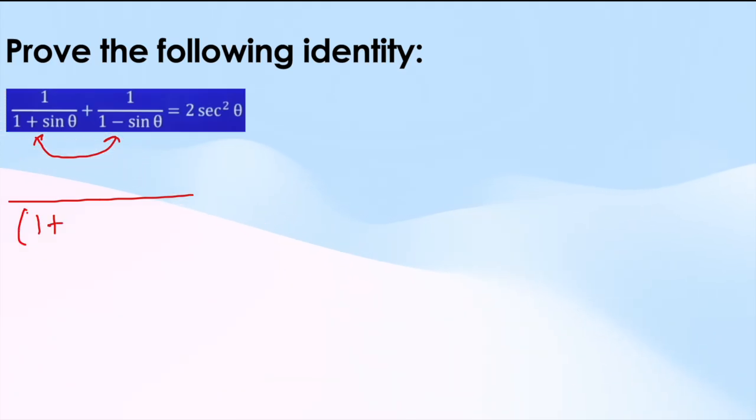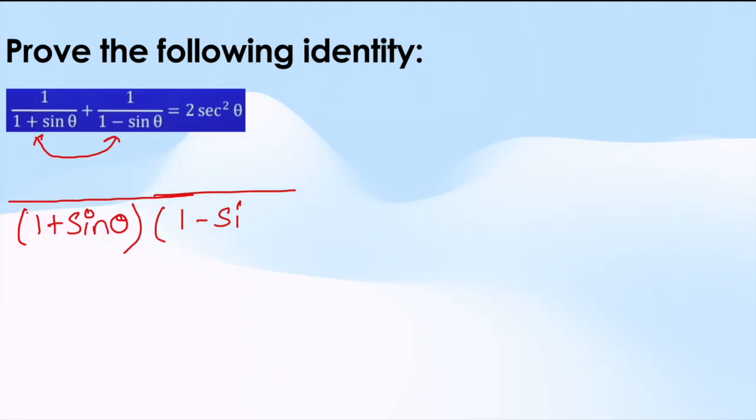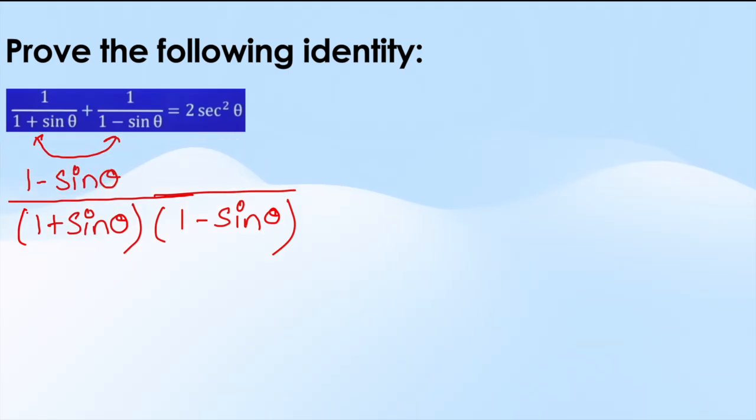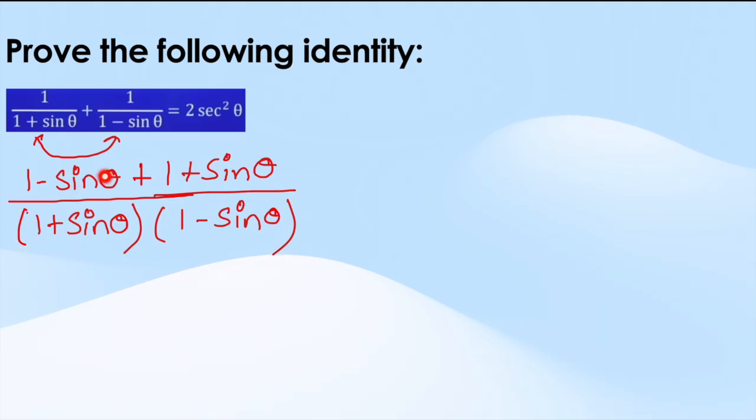Good, it will be 1 plus sine theta into 1 minus sine theta. In 1 plus sine theta, I have multiplied 1 minus sine theta, so in the numerator as well we will have the same. It will be 1 minus sine theta. Clear? For the second one it is 1 minus sine theta, so in the numerator it will be 1 plus sine theta. Alright. Now see the numerator part. 1 and 1 will make 2, but this is negative sine theta and that is positive sine theta. They will cancel out each other.